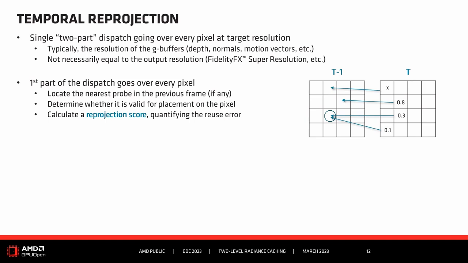So in the first part of the dispatch, we go over every pixel, perform a standard temporal reprojection, locate the nearest probe in the previous frame if we find any, and then determine whether it would be valid using some kind of depth and normal checks to place the probe from the last frame onto this new pixel. So this may not be valid. It's marked as X on the diagram. And if we estimate it to be valid to reuse the probe onto the new pixel, we calculate a reprojection score that effectively quantifies the amount of error in the reuse.